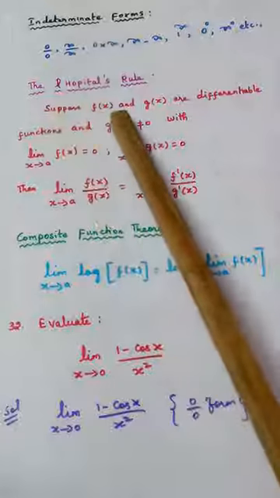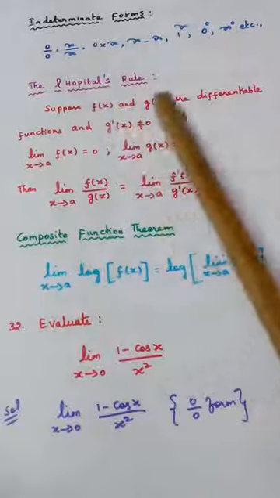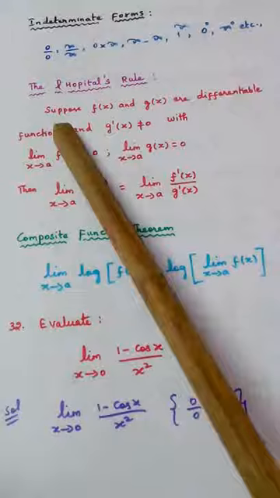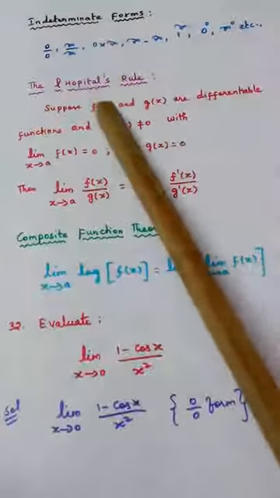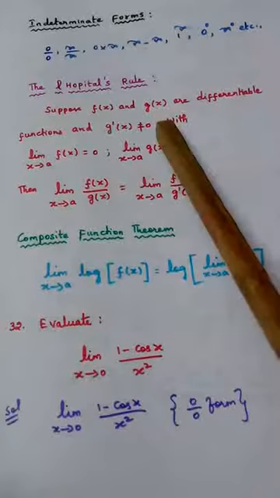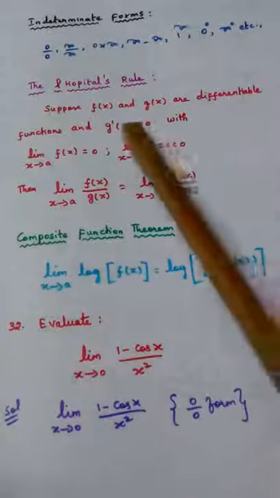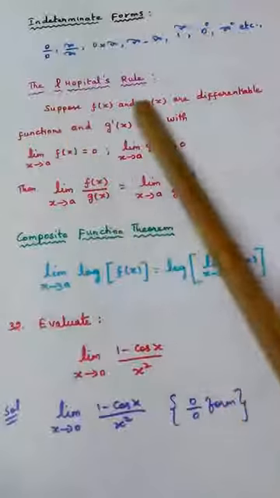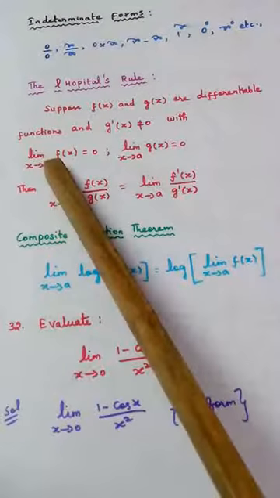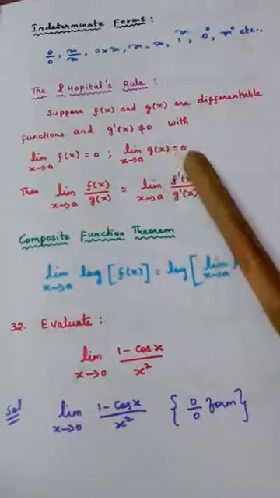Suppose f of x and g of x are differentiable functions. What is the meaning? We have two functions, f of x and g of x. Both are differentiable functions, meaning we can differentiate both functions. And g dash of x not equal to 0: if I differentiate g of x, it becomes g dash of x, and the value should not be equal to 0. If these conditions are satisfied with one more condition, limit x goes to a, f of x equal to 0, and limit x goes to a, g of x equal to 0.